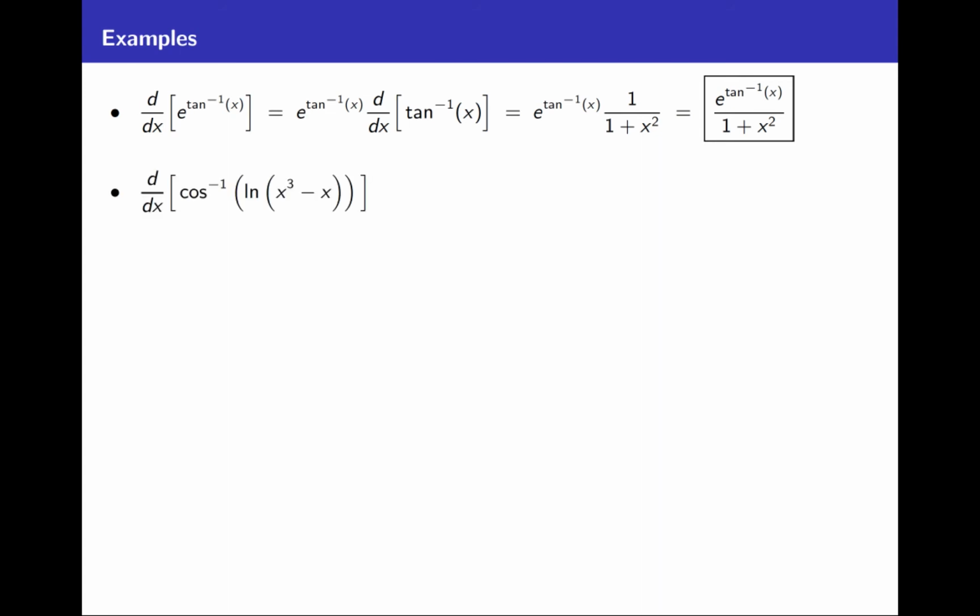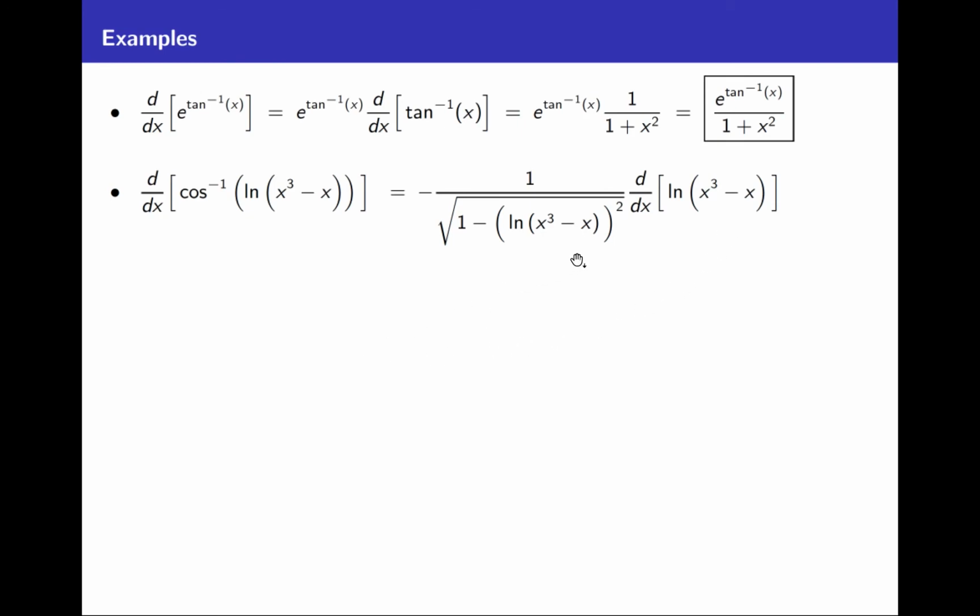Another example. Let's take cosine inverse of the function ln of x cubed minus x. Now remember, the derivative of cosine inverse was negative 1 over the square root of 1 minus x squared. So using the generalized rule here, we get negative 1 over the square root of 1 minus our g of x squared, where g of x is what's inside the cosine inverse, then times the derivative of that g of x.